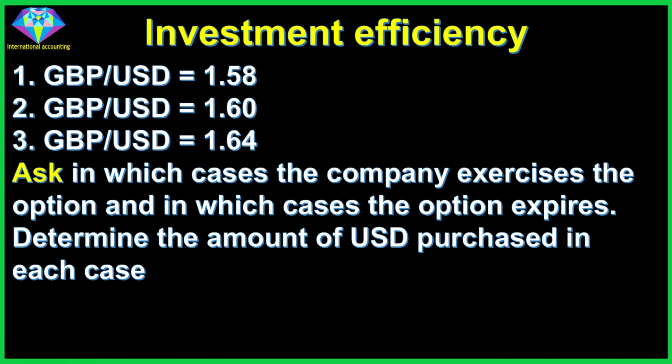1. GBP over USD equals 1.58. 2. GBP over USD equals 1.60. 3. GBP over USD equals 1.64. Ask in which cases the company exercises the option and in which cases the option expires. Determine the amount of USD purchased in each case.